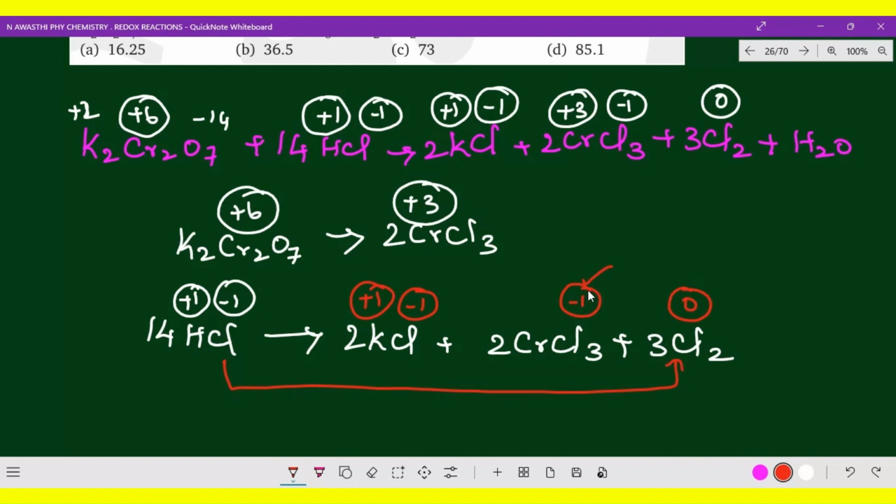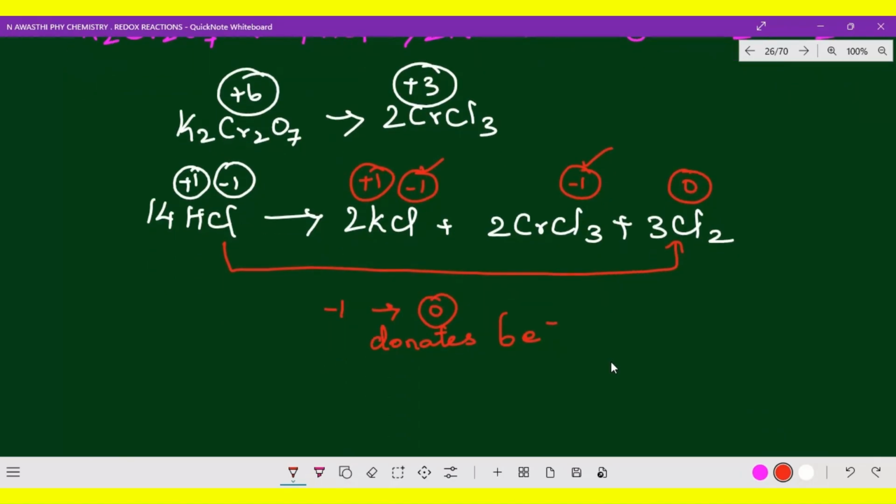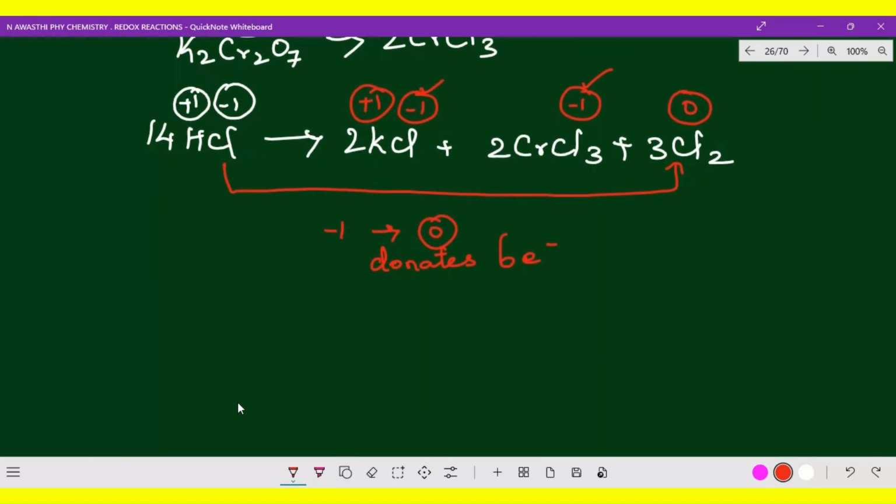Here also it is minus 1, but here it is completely losing. So how many electrons is it losing? It donated 6 electrons, so minus 1 is converted to 0, right? So it donates 6 electrons. So the number of electrons changed, in that way we have to identify. Equivalent mass equals molecular mass by n factor.